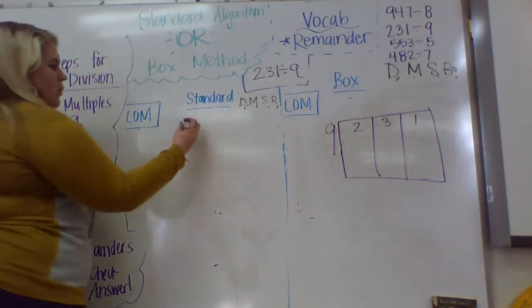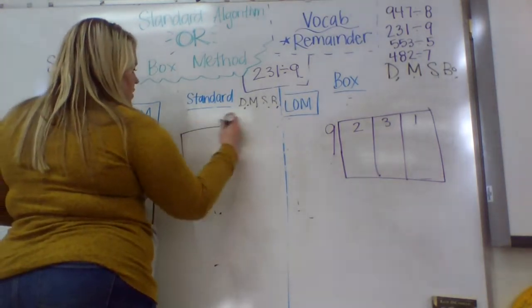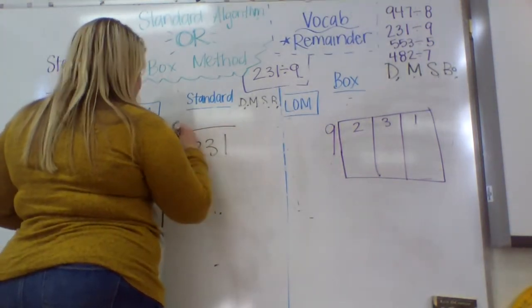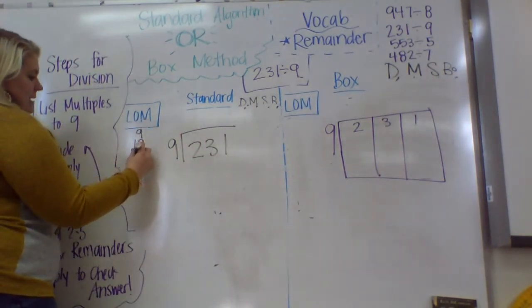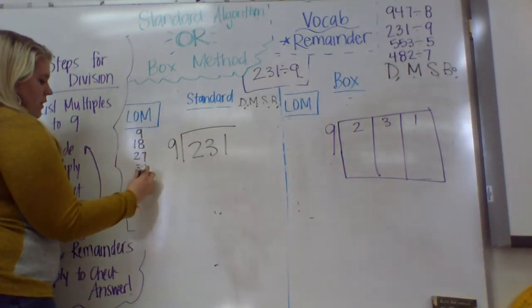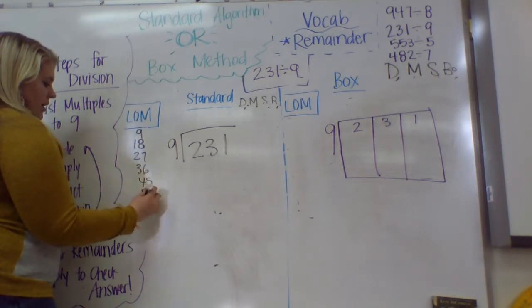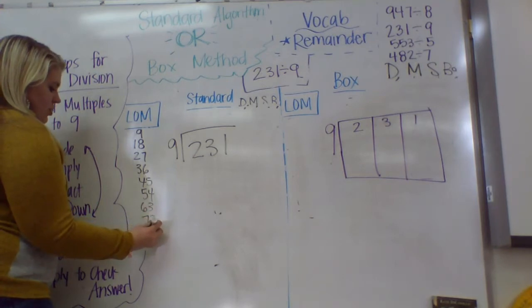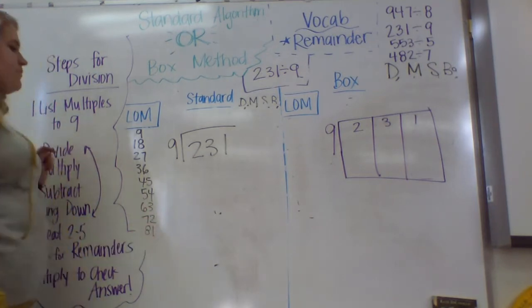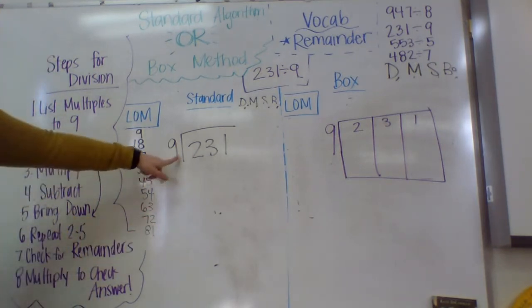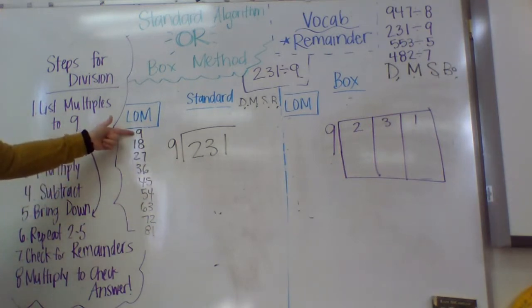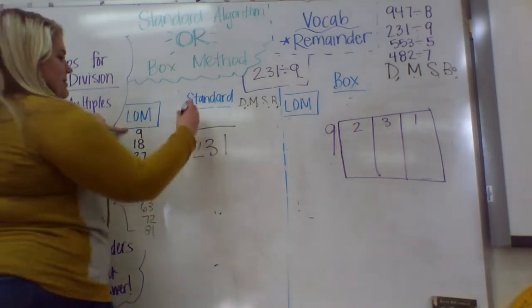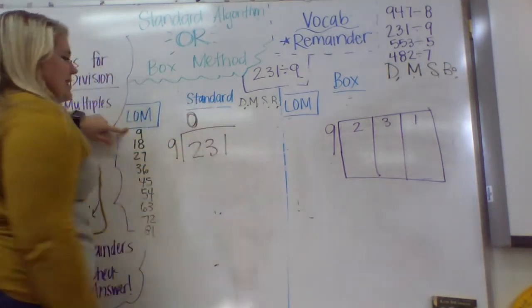Okay. So when I do 231 divided by 9, I'm going to list my multiples. 9, 18, 27, 36, 45, 54, 63, 72, 81. So I want to know how many times can 9 go into 2. So I'm going to check. Well, 9's already too much. So that means 9 can go into 2 0 times.